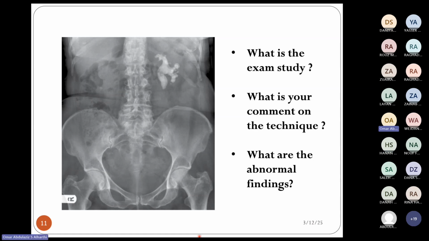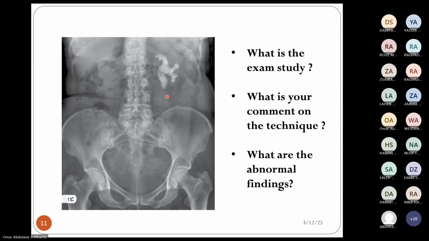Okay, stones in general look white on X-ray, right? Why? Because they contain calcium, and as you know, calcium is also present abundantly in bones, and bones look white. So anything calcium containing will look white on X-ray. Okay, so what do we see here? We see a large, and one of you said staghorn stone in the left kidney and collecting system. This is the left collecting system. This is the left renal pelvis.